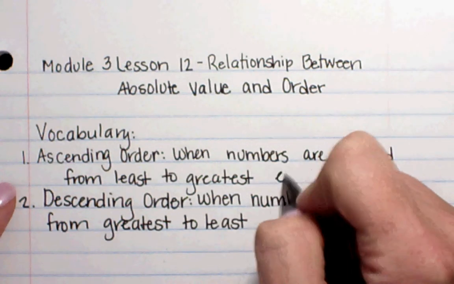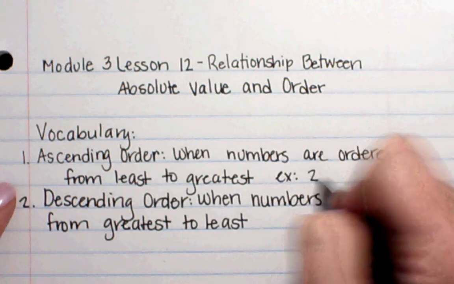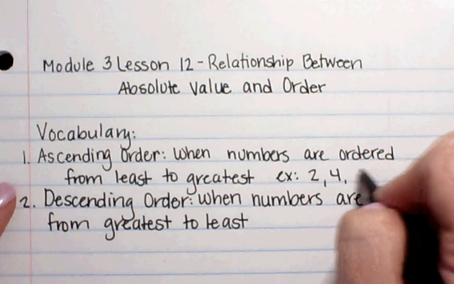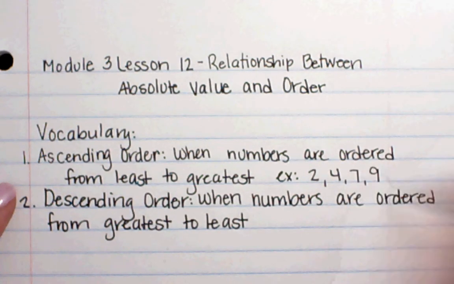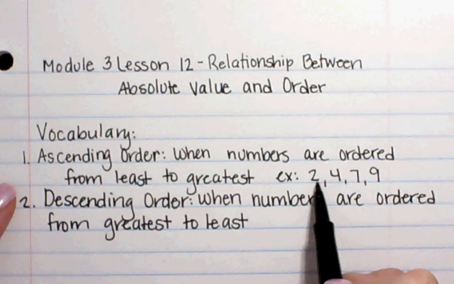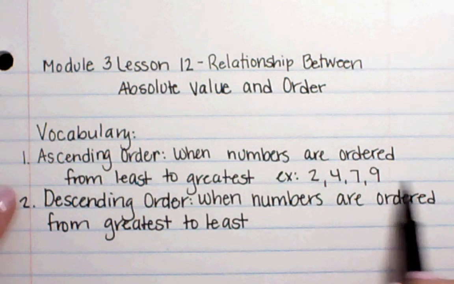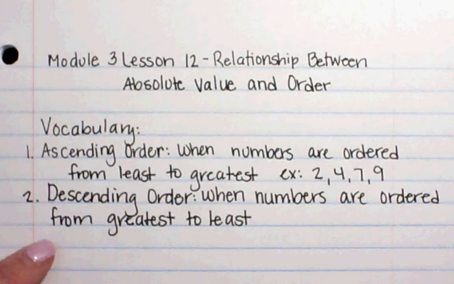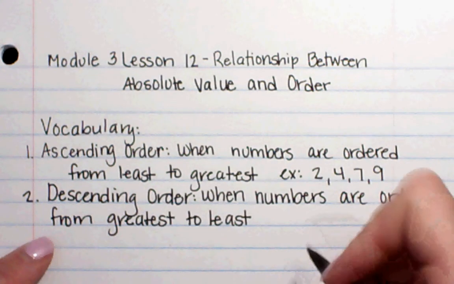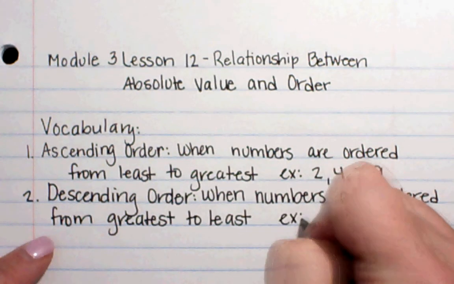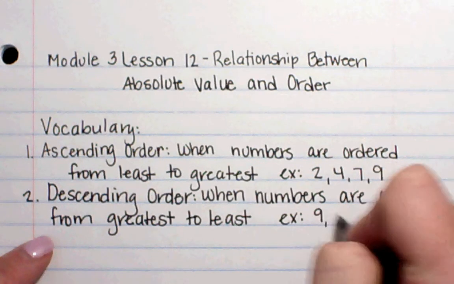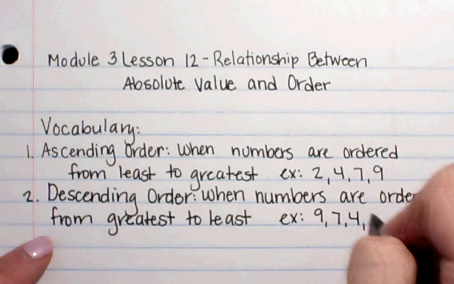So your example could be 2, 4, 7, 9. So you can see we started with the least and we went up to the greatest. The next vocabulary word would be descending order, and that's when numbers are ordered from greatest to least. So your example using the same numbers would be 9, 7, 4, and then 2.